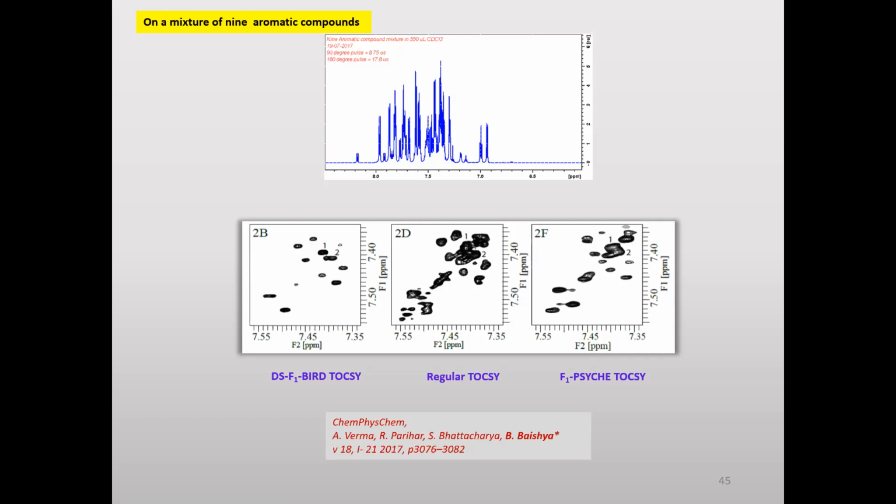in the BART toxi. So particularly the two signals, one marked with 1 and 2 in BART toxi, are very clearly resolved, but these two peaks which are close to the diagonal in the cytotoxi are not much resolved. Further, the BART block does not need much optimization like F1 psyche blocks, and therefore there are a lot of advantages in using diagonal suppressed F1 BART toxi for complex mixtures.